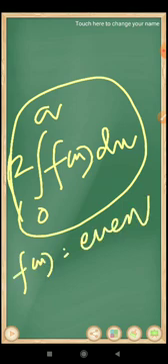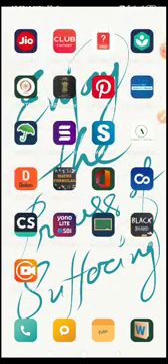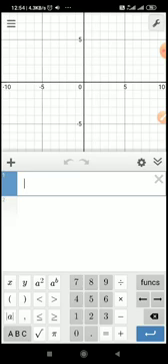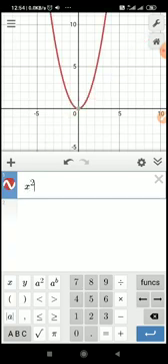You can check with the graph also. How does the graph look? We can go to the Desmos app. You can see here x square, an example of an even function. Suppose our interval is here.